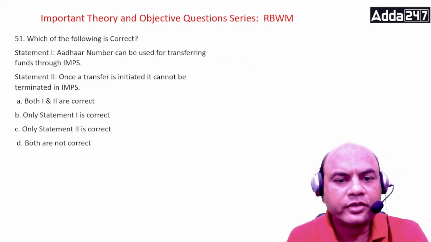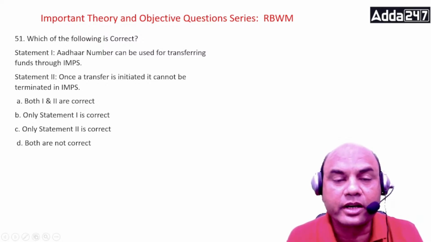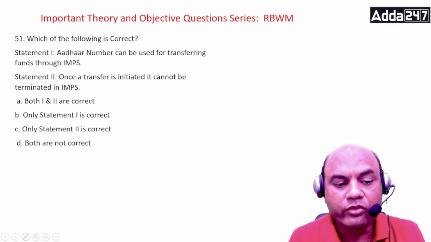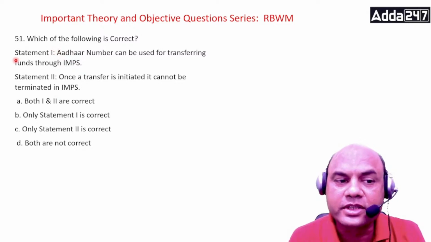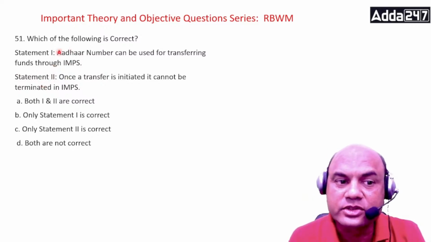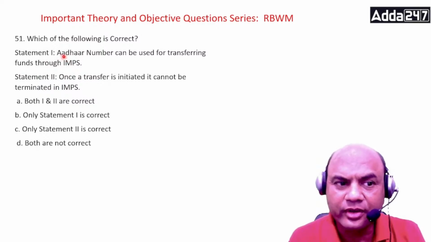Which of the following is correct? Now see here, you will be getting two statements like this. Which of them is correct? There can be various ways of asking this. One way is they can ask which of the statements is correct, number 1, number 2. They can give you some statement and the second statement can be the reason. Means they'll ask you whether this reason suits this statement. Anyways, they can ask.